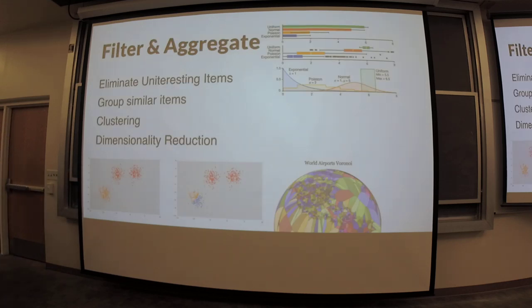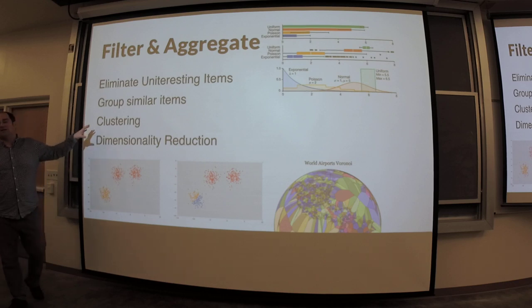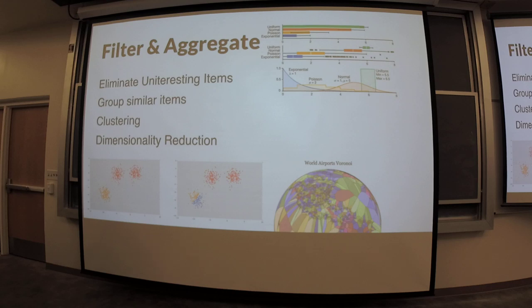Then we talked about filtering and aggregation. Filtering is about eliminating unnecessary items. Aggregation is about grouping similar items. We talked about some algorithms for clustering: partitional algorithms, which create discrete bins, and hierarchical algorithms, which create a tree of similarity that you can then, after the fact, cut into discrete bins if you want to. We also mentioned, but didn't really explore in detail, fuzzy clustering, where you have probabilistic assignment to clusters. We did talk a little bit about dimensionality reduction, like what its purpose is.